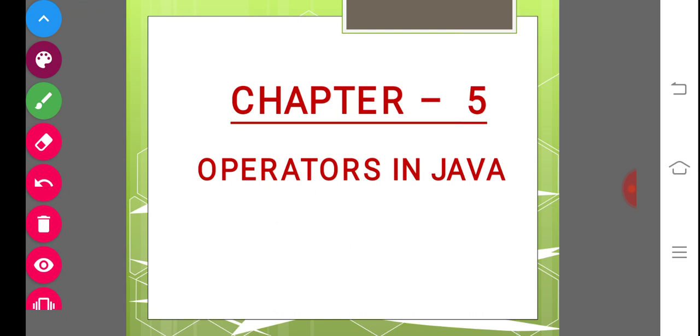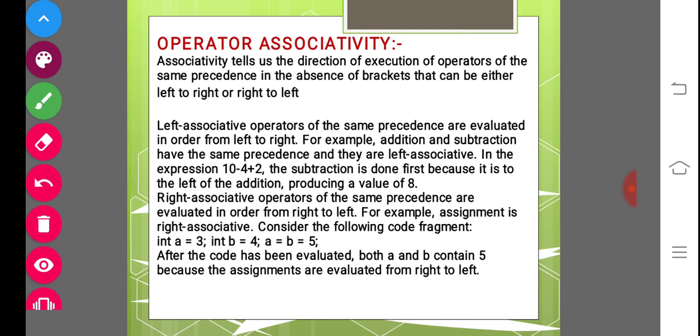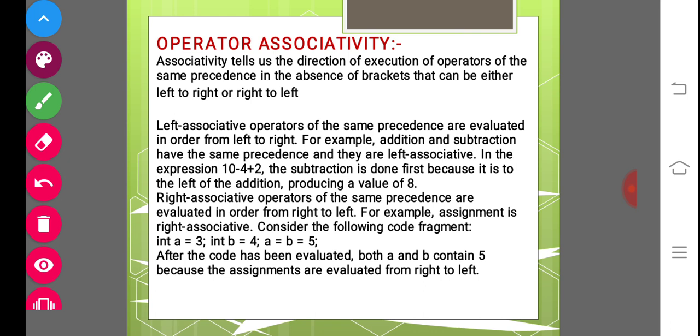Today, the topic is operators in Java. The topics which we will cover through this presentation are operator associativity, arithmetic assignment operator, relational operator, and logical operator. In this slide, the topic is operator associativity.